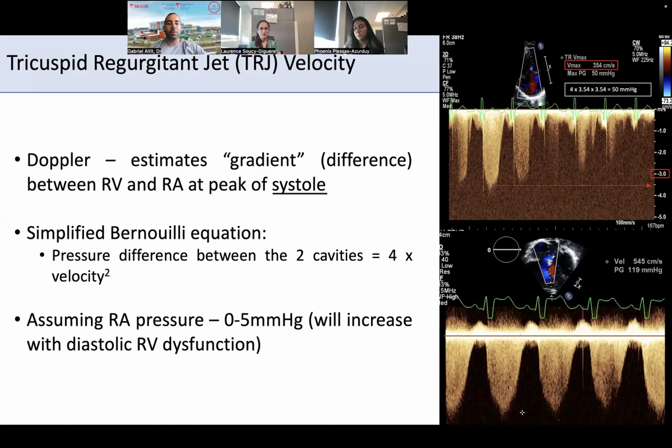Your TR is typically informing you on what's the RV systolic pressure, but to assume that it's the same as your PA pressure, you need to make sure the configuration is within normal limits. So in this particular patient who has pulmonary hypertension, he has 119 of RV-RA gradient. If you add the 5, it tells you he's around 125 of RV systolic pressure. So maybe this patient has severe critical pulmonary stenosis, and it's not pulmonary hypertension that's causing this.